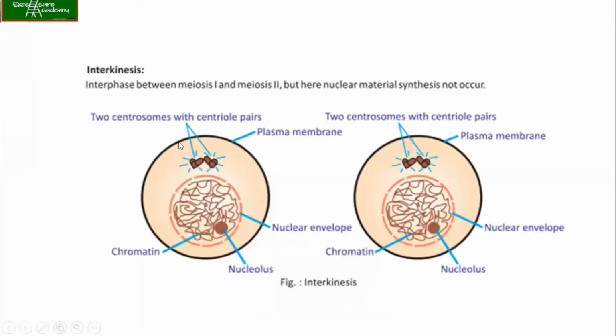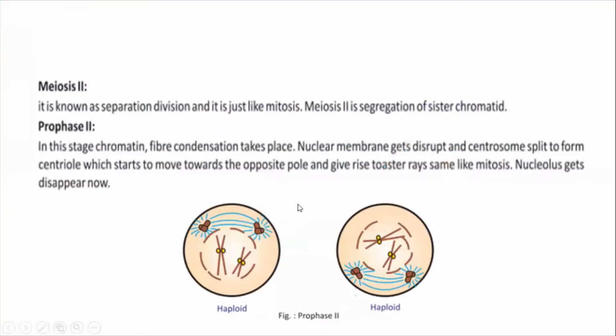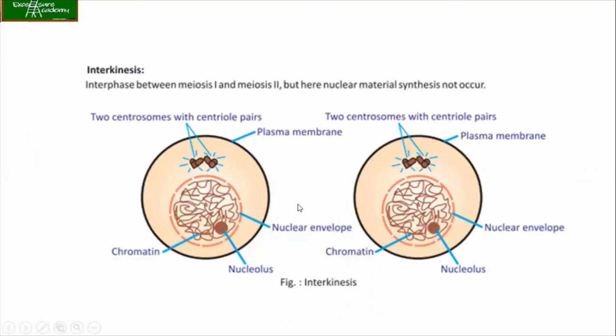Now, interkinesis. What is interkinesis? It is the interphase between meiosis 1 and meiosis 2. Okay, but here nuclear material synthesis is not happening. So ये जो present है उसी को ही आप divide करते हो. So right now we have got the 2 cells. After meiosis 1, we have got 2 cells now. Again it has got the 2 centrosomes. Nuclear envelope is there, nucleus is there, chromatin is there.